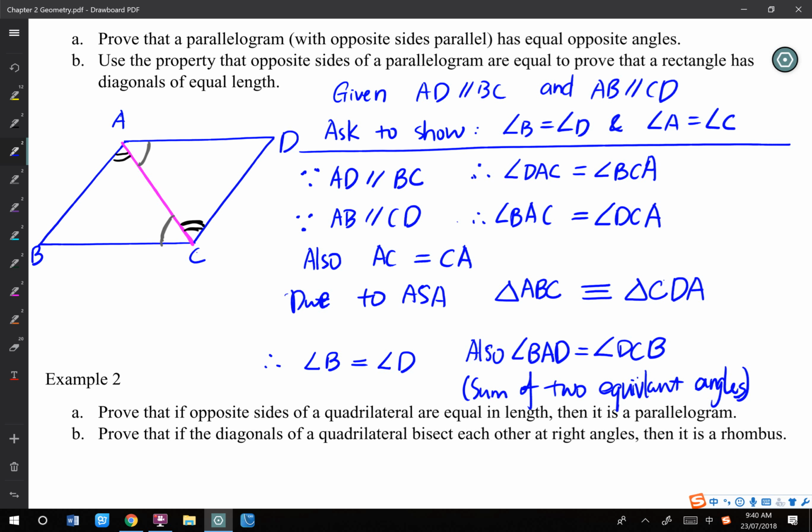For example, if you want to say the third angles are equal, because the angles add up to 180 degrees, 180 minus the other two, you should have the third one are the same. So 180 minus this angle minus that angle is the same as 180 minus this angle and that angle. So those two angles will be the same as well. So you can use different ways to prove it, but because we want to practice on congruent triangles, that's why I use congruent triangles to prove that.